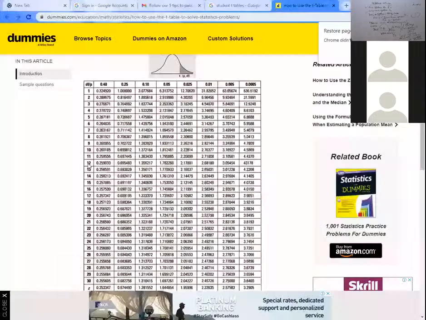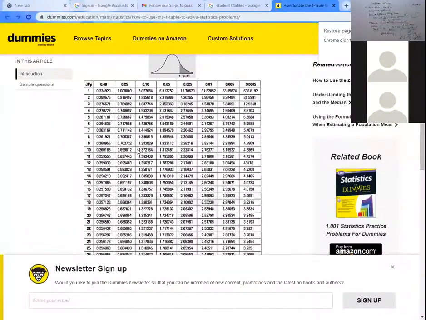Please let me know whether you are able to see my screen. Are you able to see my screen? Yes, thank you very much. But again, this table is a little bit different, but there's no problem.